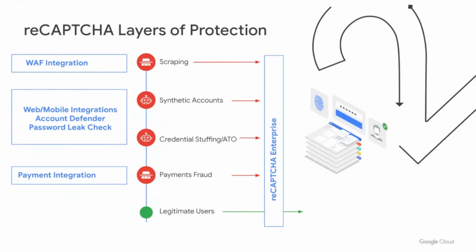If things pass through there, we'll stop it at the client layer. And these are our web and mobile-based integrations that will be used to detect synthetic accounts, credential stuffing, ATOs. And then finally, when the user is ready to move to payments, we'll have a payment layer integration as well, able to detect payment fraud and abuse. And altogether, what this provides is a series of layers that different types of fraudsters will have to pass through to abuse your site, while providing a frictionless experience for legitimate users.